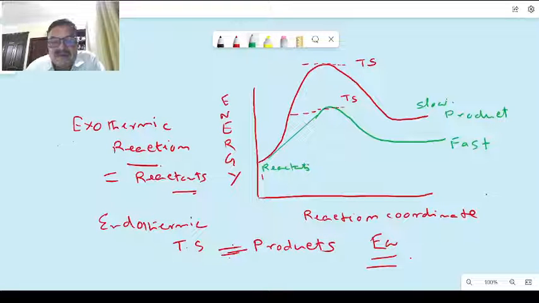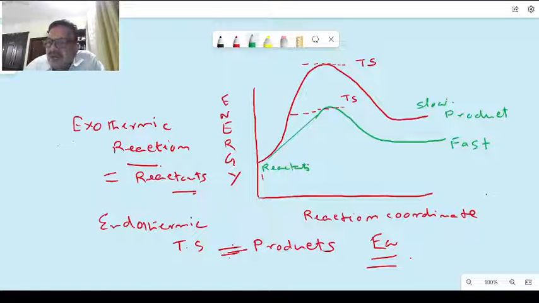This is our Hammond's postulate here. Okay, the lower energy transition state means it will lead to a lower energy product. Lower energy product means more stable product. Correct. Therefore, that reaction will be faster here. Now, this is all regarding endothermic reactions here.